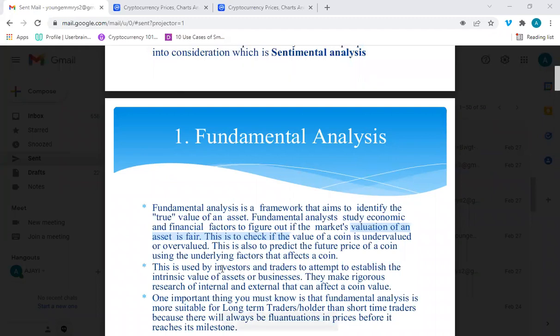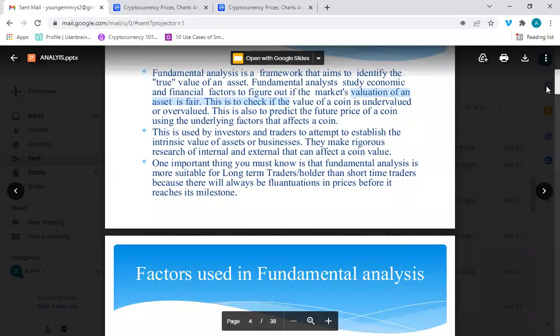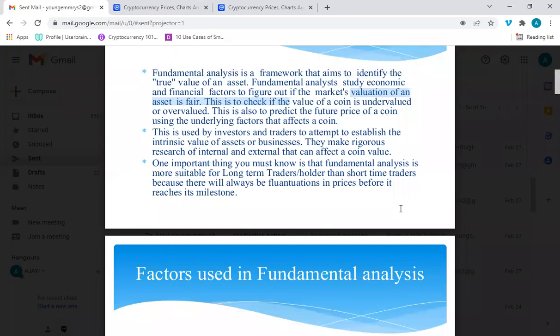So I said fundamental analysis is used by investors and traders to establish the intrinsic value of an asset, right? So you should know one thing. We have fundamental analysis, we have research. Research is an extension of fundamental analysis. If you are doing research on a coin, you're also doing fundamentals on the coin. You understand? So it's like the extension. If someone tells you to do your own research, doing research is actually easy when you have the knowledge of fundamental analysis. You understand?